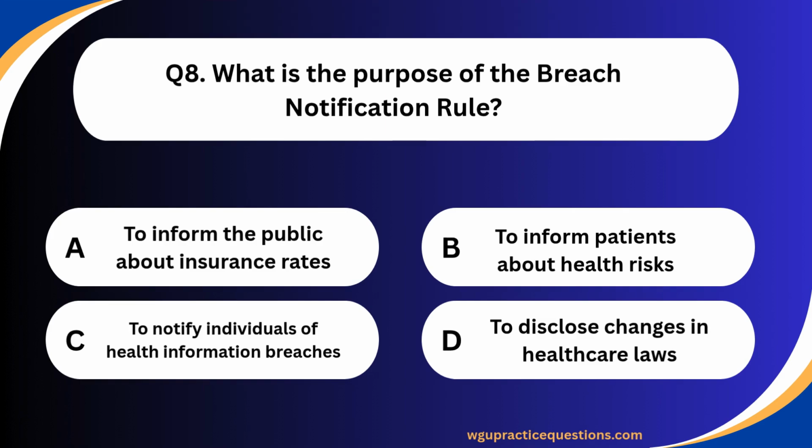Question 8. What is the purpose of the breach notification rule? A. To inform the public about insurance rates. B. To inform patients about health risks. C. To notify individuals of health information breaches. D. To disclose changes in healthcare laws. Which one is the correct answer?